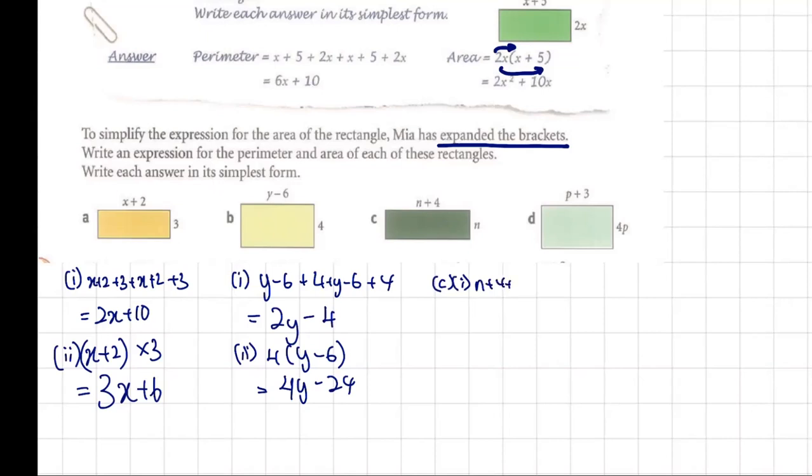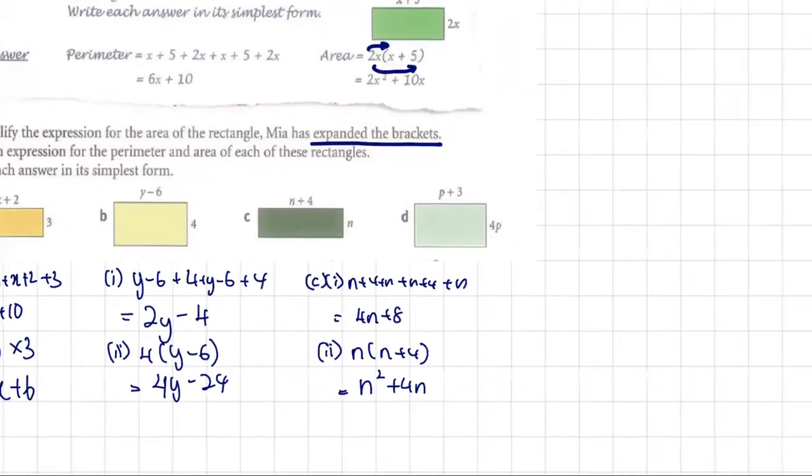n plus 4 plus n plus n plus 4 plus n is equal to 4n plus 8. Let's try the area. n multiplied by n plus 4. It's going to get n squared plus 4n. Very good. And let's look at question D.